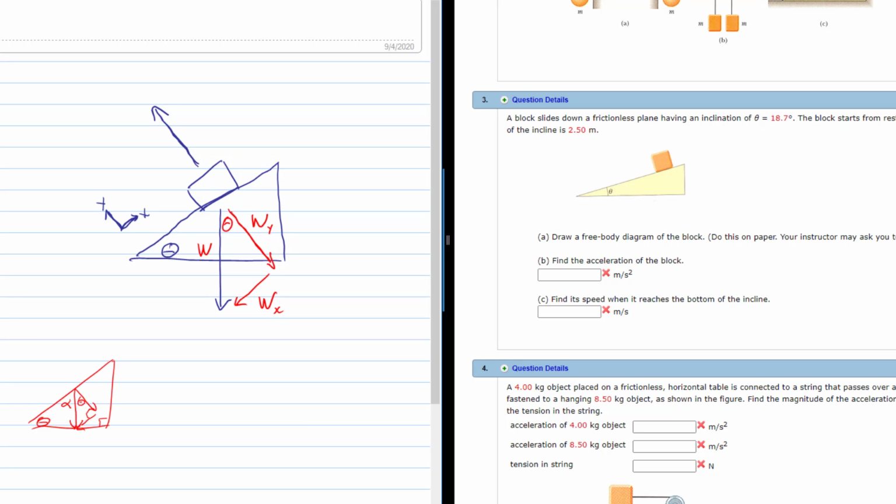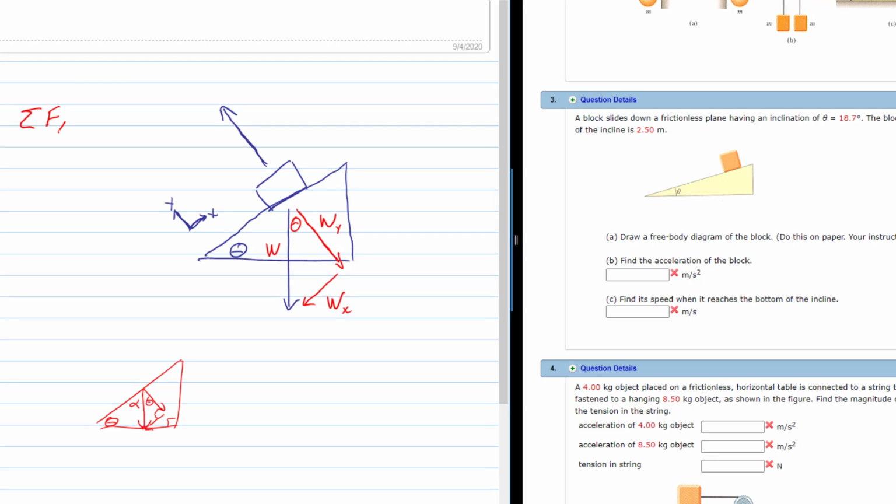So I'm going to break up my weight vector, and now I know everything. I can actually figure everything I need to know about this problem. I now know that because this thing is not accelerating away from or into the ramp, it's staying stationary in the y direction. I know that the sum of the forces in the y direction is 0, and that is normal minus wy, or another way to say that would be normal equals wy, and looking at my triangle, that is w cosine theta, because that wy is the adjacent leg, and the wx is w sine theta. And so now I actually know the force that is acting on this block down the ramp, and from that I can find the acceleration.